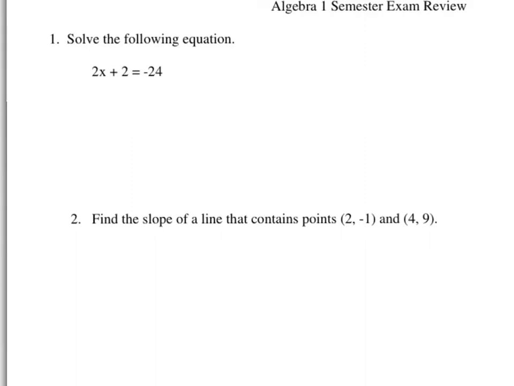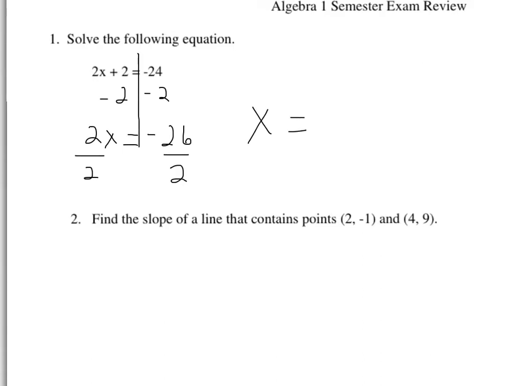Number 1, solve the following equation. To solve it, we need to find the value for x, so I will separate my sides and we will isolate the variable x, so we will add -2 to both sides, and it leaves us with 2x equals -26, and we will divide by 2 and get 1x equals -13.